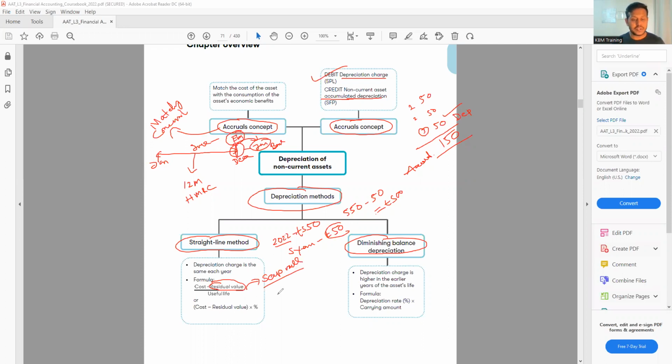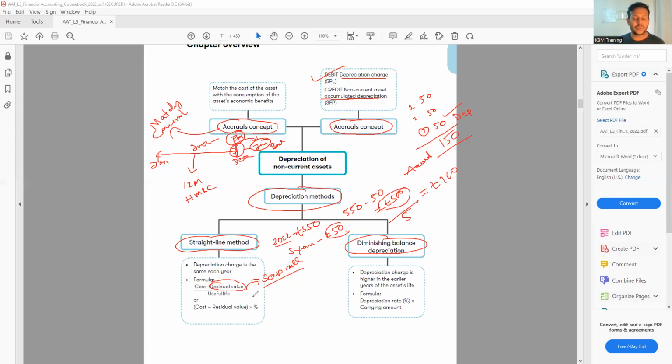So cost minus residual value is basically the actual cost, and we divide by the useful life. For example, if I can use this asset for 5 years, we have to divide by 5. So the depreciation will be £100 each year. So this is very important, number one.